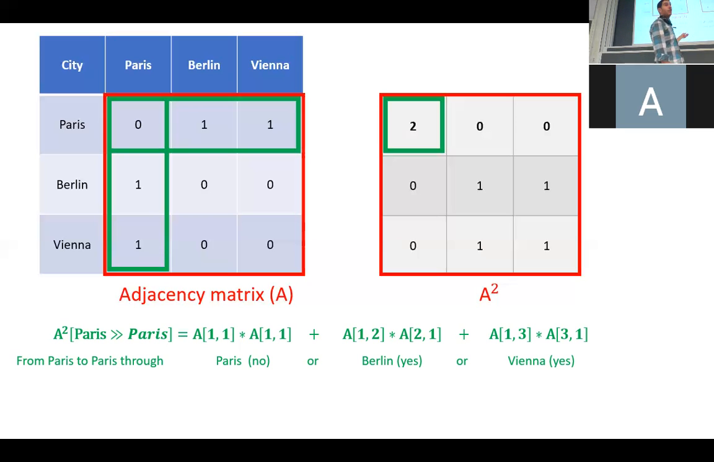Which means, can I go from Paris to Paris through Berlin? Yes, and through Vienna also yes. This gives me the number of ways I can go from Paris to Paris. This is actually very useful. And let's take another one.